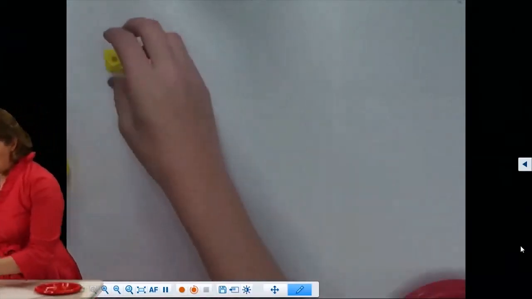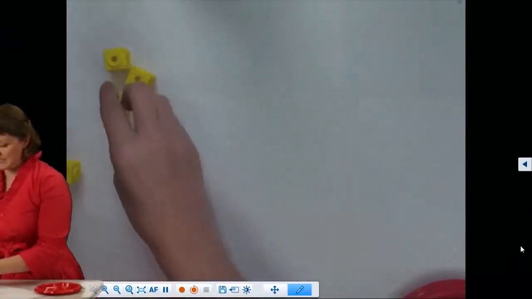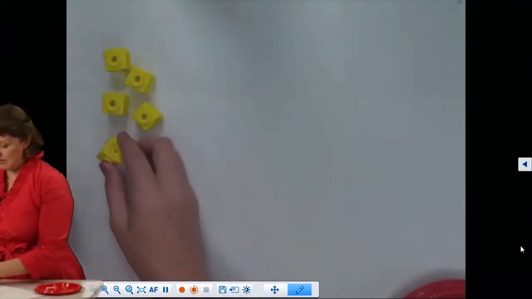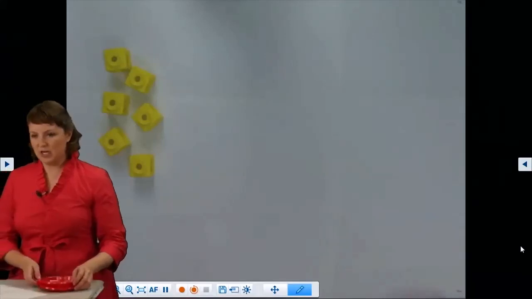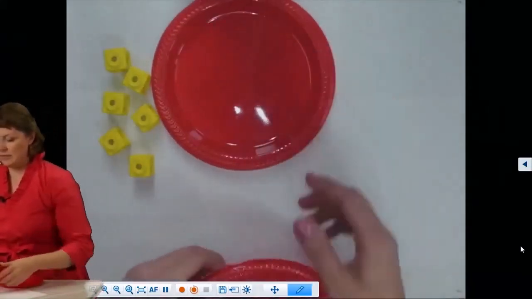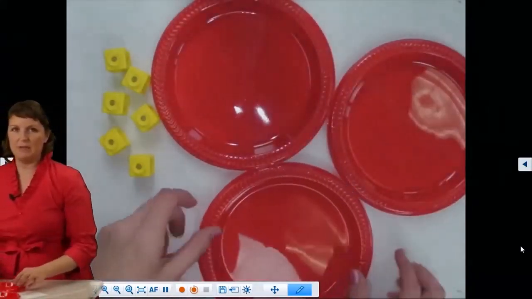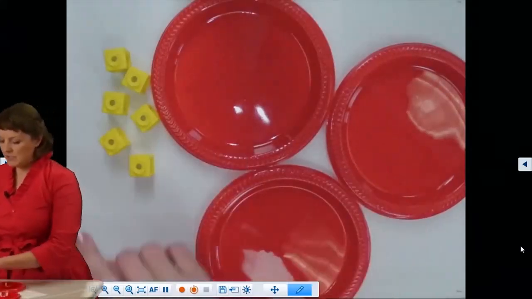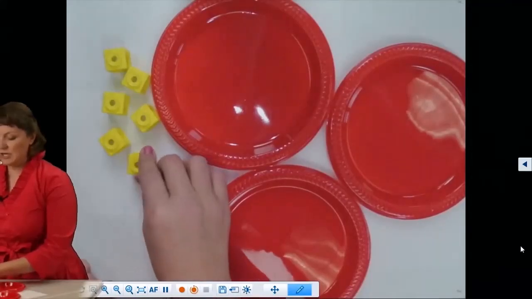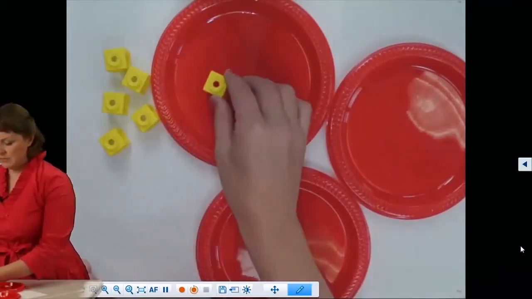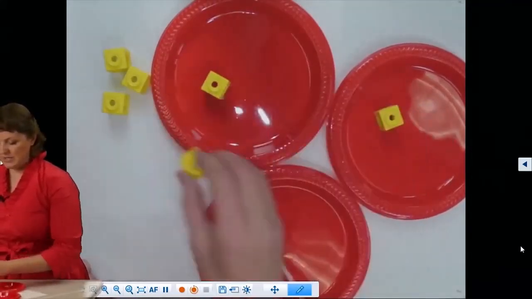So I'm going to go ahead and get out 6 of something. I'm going to use these 6 yellow cubes. 1, 2, 3, 4, 5, 6. And I'm going to share these 6 cubes among 3 groups. So I'll get out my 3 groups here. This is usually what people will call an equal shares model. So I'm going to equally share these cubes among the groups. So 1 cube on each group.